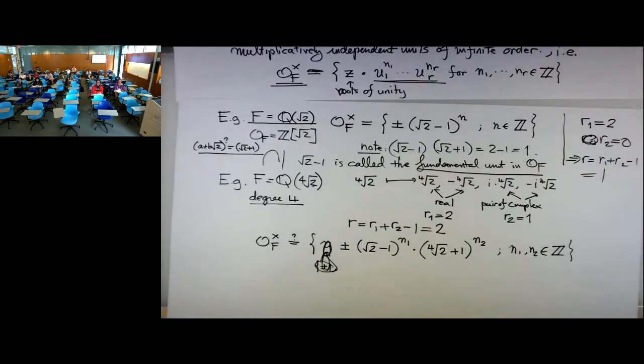Okay? Also, in the second case, there should be some way to incorporate complex numbers. i is also a root of unity. How should I put this?